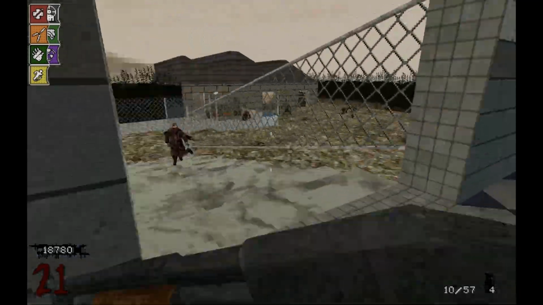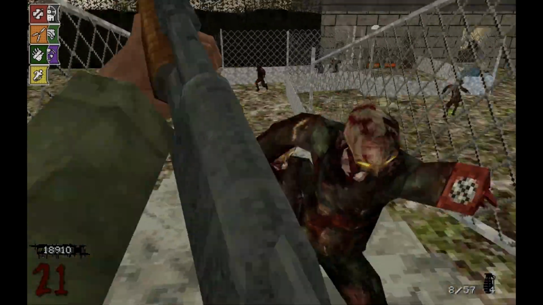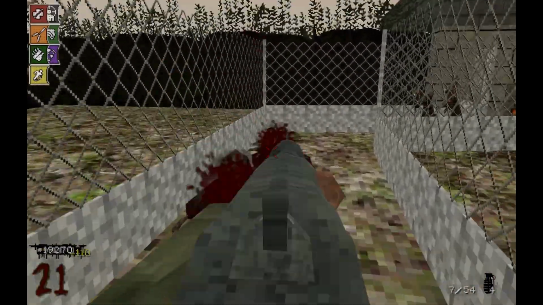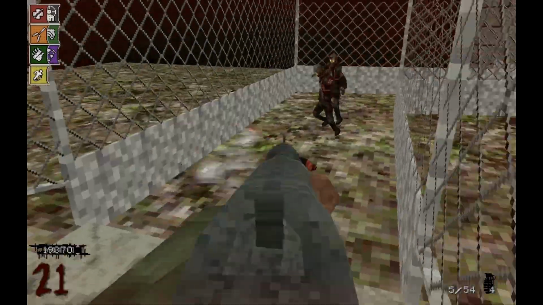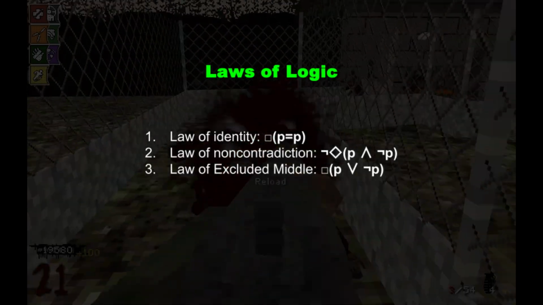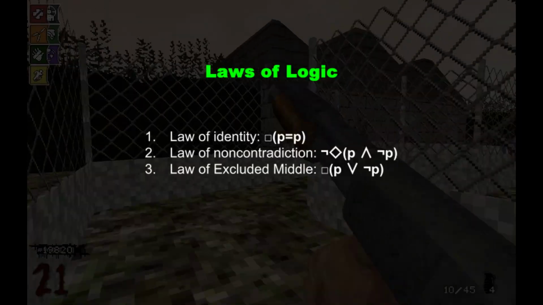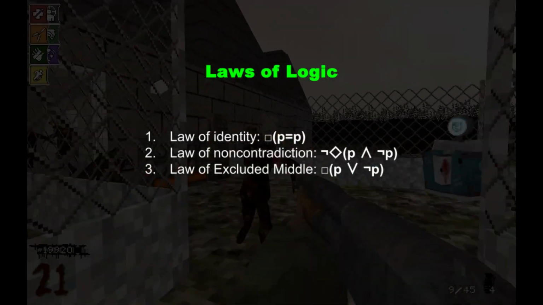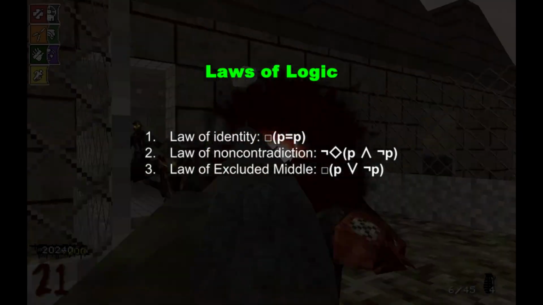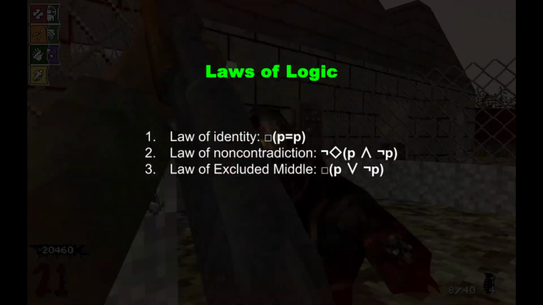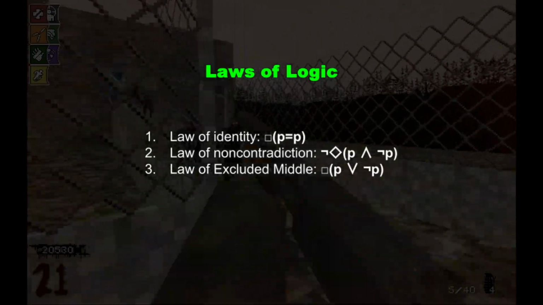Earlier we talked about the laws of logic, and using modal logic, we can formalize the laws of logic now. The law of identity just means necessarily P equals P. Non-contradiction: it is not possible that P and not P. The law of excluded middle would be necessarily P or not P. So here we've basically formalized the laws of logic using modal logic.